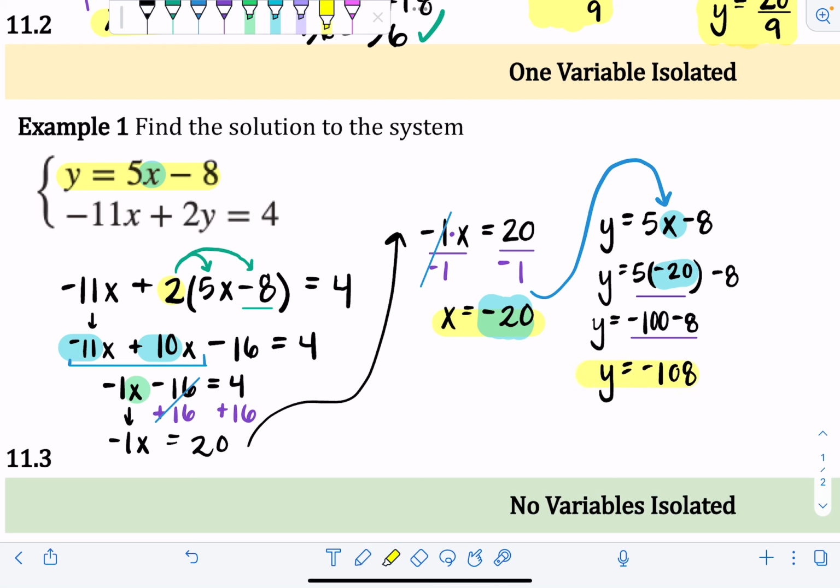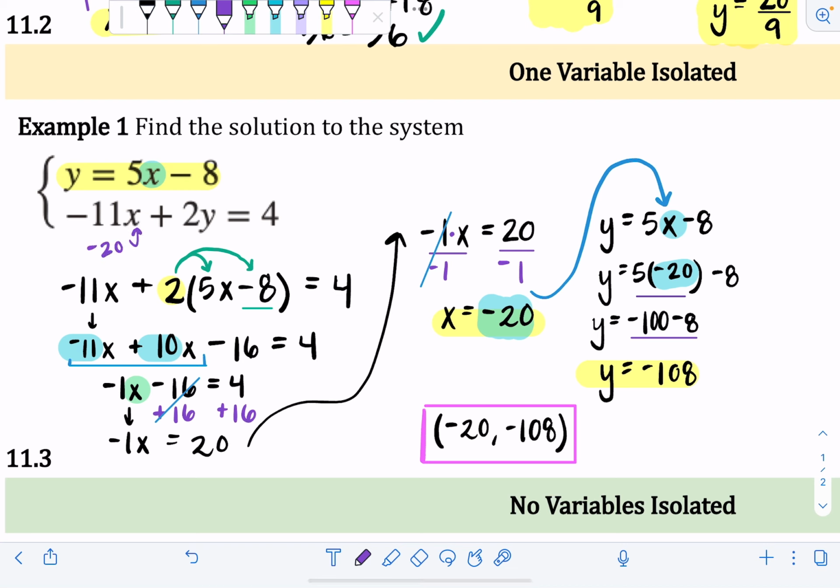So we have our x, we have our y, and now we just need to write our final answer as a point: negative 20, negative 108. And just a reminder, you can check your answers. I'm just not doing it on the video to save you a little bit of time in watching it. But if you did want to check it, you would take your x equals negative 20, put that in here, take your y equals negative 108, put that in there, and then simplify, and you should end up with 4 equals 4.